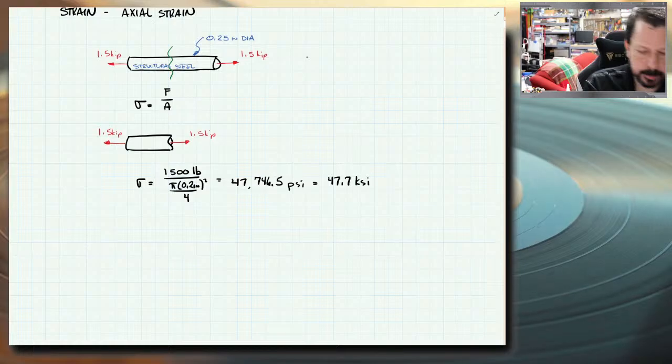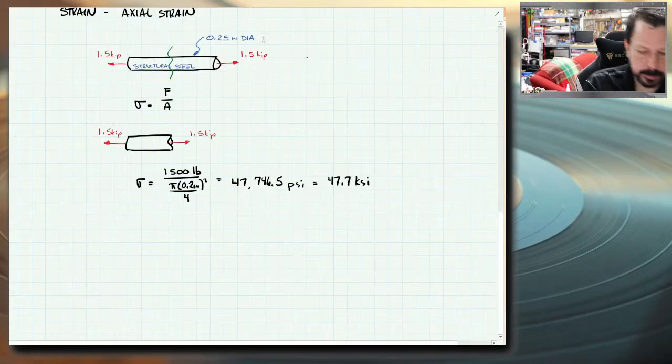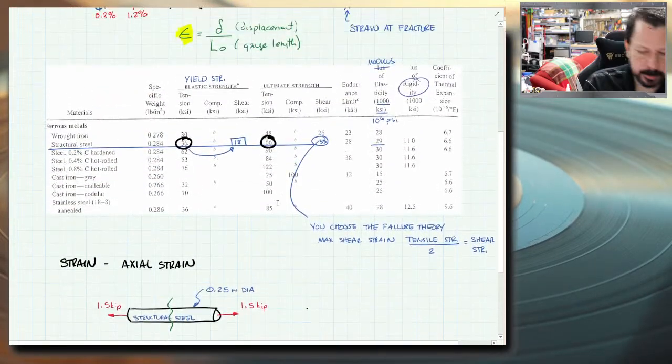Maybe this is a stronger material. I'm sure we can find, look at that, 0.2% hardened steel has a yield strength of 62 KSI. So we would be okay with that material. So sigma equals E times epsilon. E is the modulus of elasticity for our material. For the structural steel, the modulus of elasticity is 29,000 KSI. So 29 million PSI.